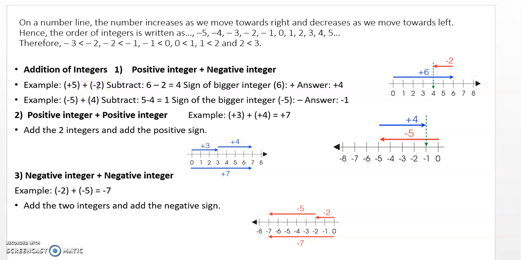You have to subtract. Why? Because the numbers are opposite in sign. So we'll do 6 minus 2. Here it is written as 5.